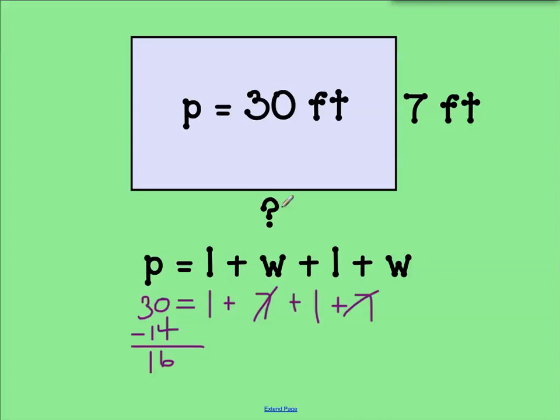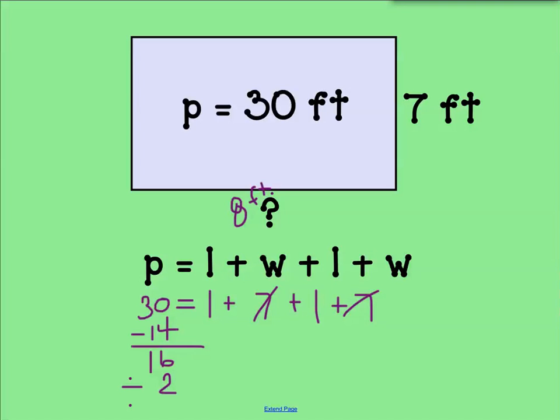Now, my length can't be 16 because if I go back through and add 16 plus 7 plus 16 plus 7, my perimeter would not be 30. I have to divide 16 by 2. 16 is the total of both lengths added together. So when I divide this by 2, I get a length of 8 feet. And I always recommend that you check your answer. So if I add 8 plus 7, that's 15, plus another 8 plus 7, that would give me a perimeter of 30. So I know that 8 feet is the correct answer.